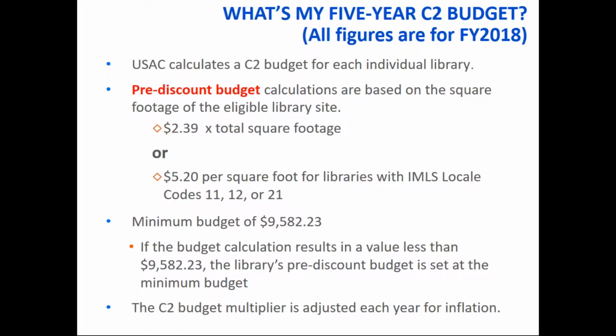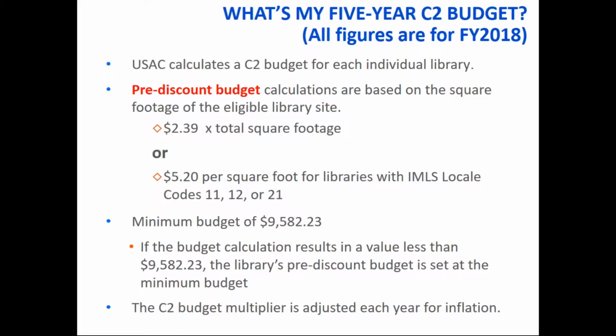Now, if you are a larger library system, major metropolitan areas, if you have an IMLS code of 11, 12, or 21, then you do receive a much larger Cat 2 budget amount. All right, it's $5.20 per square foot. Because again, when you look at the number of patrons that you serve, you want to make sure that you have the level of connectivity within the buildings to support all those patrons. Okay, so that's why the difference.